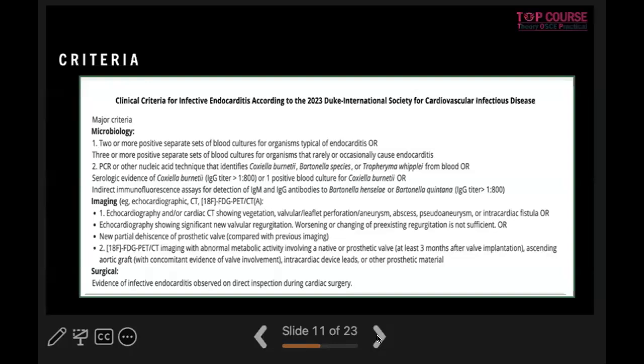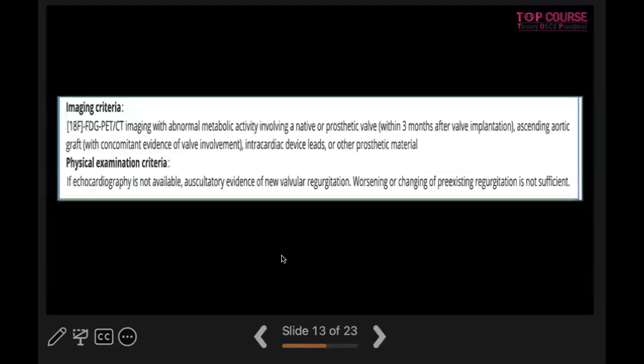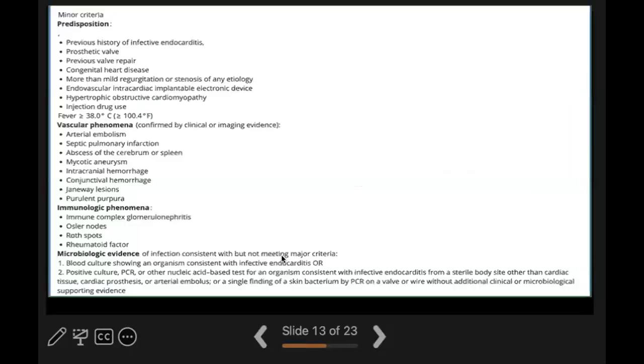Okay. And number 3, surgical evidence. You directly open the valve during the surgery. You can observe the various vegetations and the emboli sitting there. That is another surgical major criteria. So it could be microbiology, imaging, or even if surgery shows it, then it proves infective endocarditis. And what are all the minor criteria?